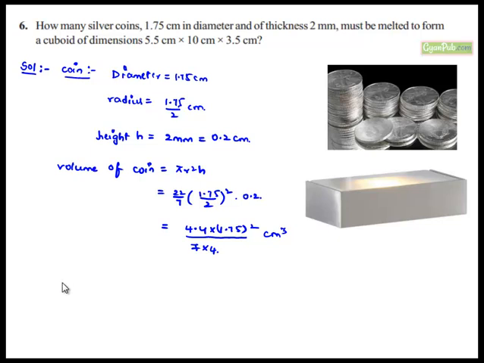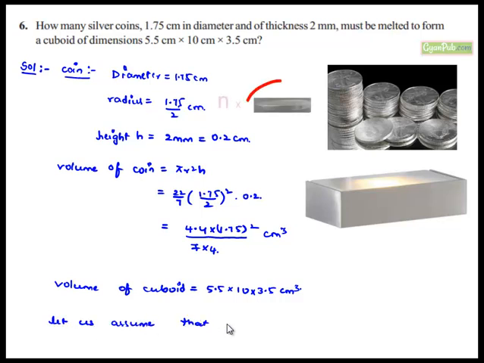So here he says that a certain number of coins are melted to form this cuboid. So let us also find the volume of the cuboid. As the dimensions are directly given, the volume of cuboid is length into breadth into height, that is 5.5 into 10 into 3.5 centimeters cube. Now as a certain number of coins are melted and formed this cuboid, let us assume that n coins are melted to form the cuboid.